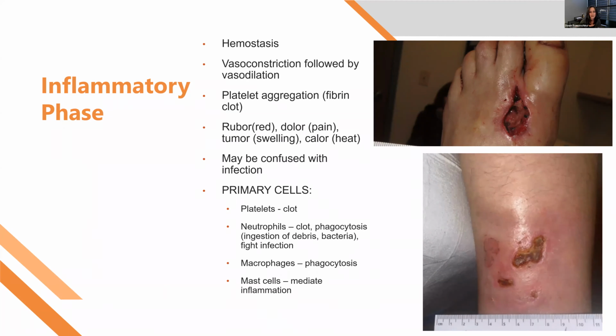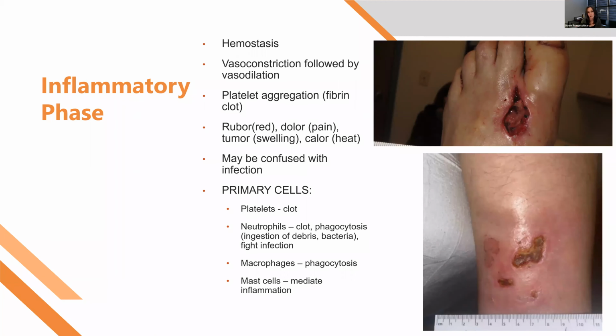The primary cells involved in this phase are going to be your platelets, as we mentioned, that help form that clot, the neutrophils, which also are involved with the clotting process, and phagocytosis, which is the ingestion of debris and bacteria to help fight infection and to help create a clean wound environment. Macrophages, which are also involved in phagocytosis, and then the mast cells, which can mediate this entire inflammatory process.